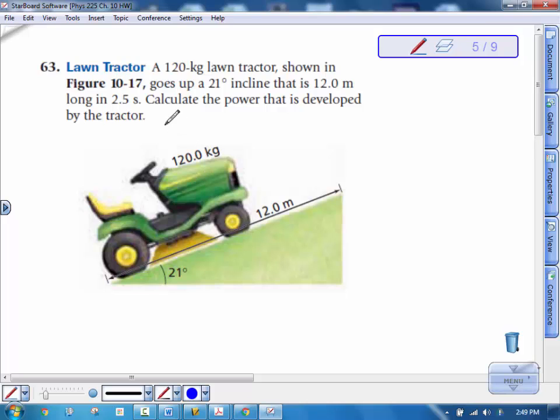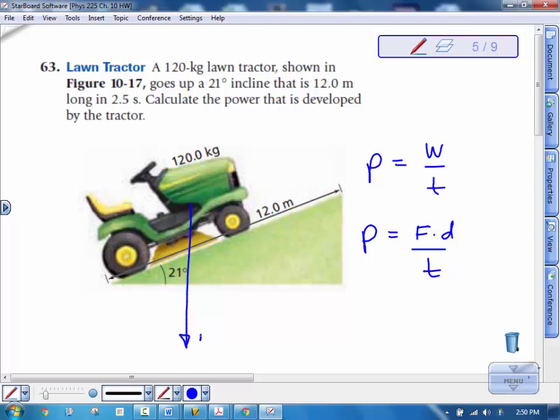All right, the next problem gives us a tractor, weighs 120 kilograms shown here, and it's going up a 21 degree angle, and it's going to travel for 12 meters in 2.5 seconds. It wants us to calculate the power. Power equals work divided by time, and work equals force times distance. So here's our formula that we're going to use.